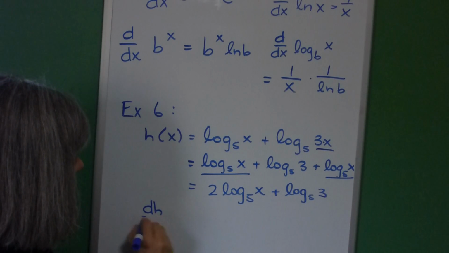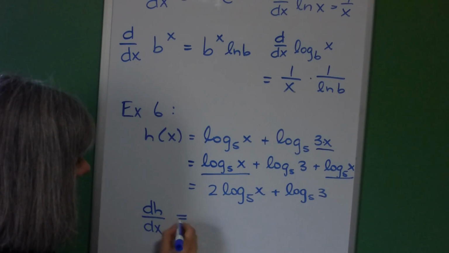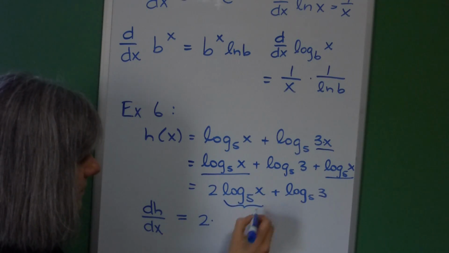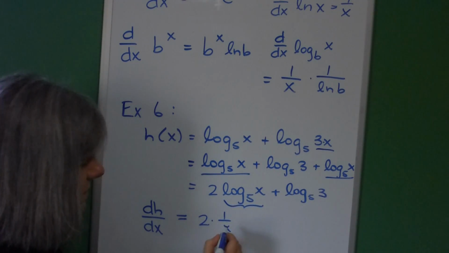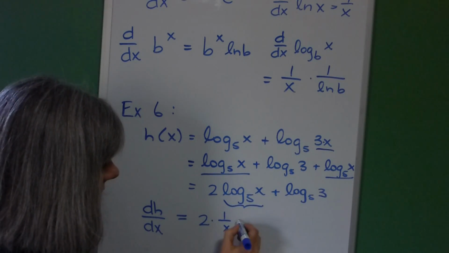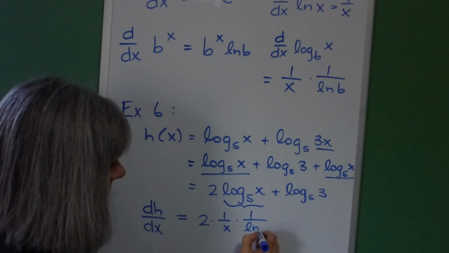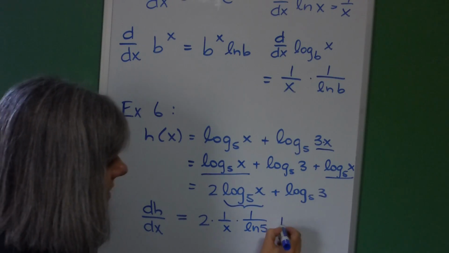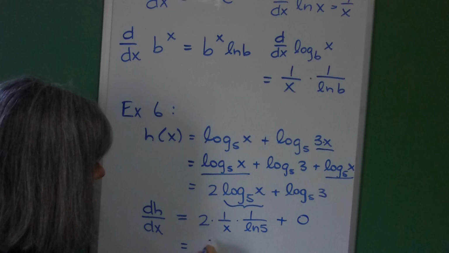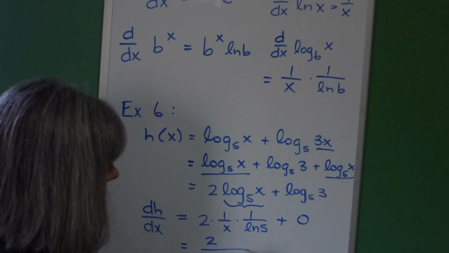So dh dx is 2 times the derivative of this. Well, that will be 1 over x. The derivative of log is always 1 over x, times its correction factor because we don't have base e, plus the derivative of a constant, which is 0. So probably to clean it up, I would write it this way.